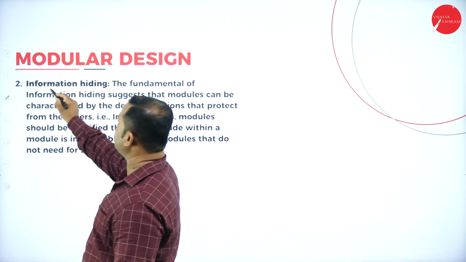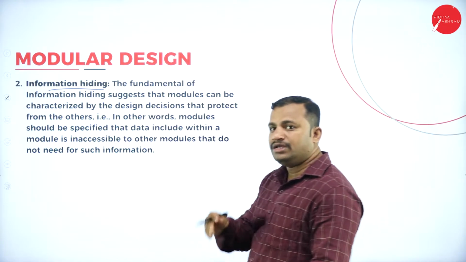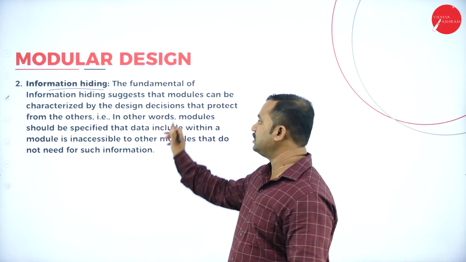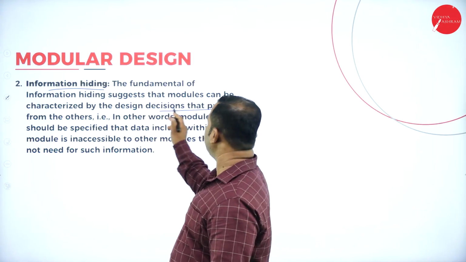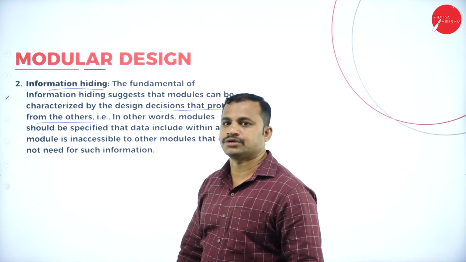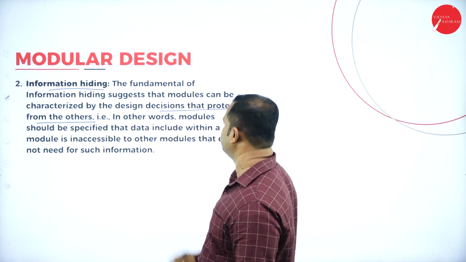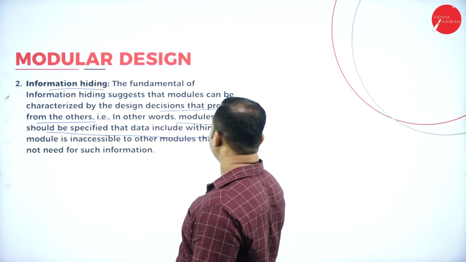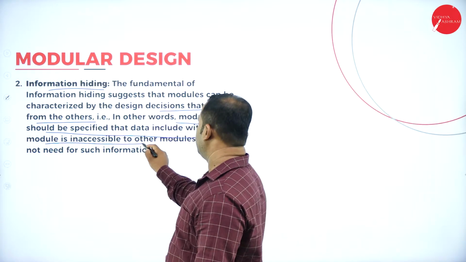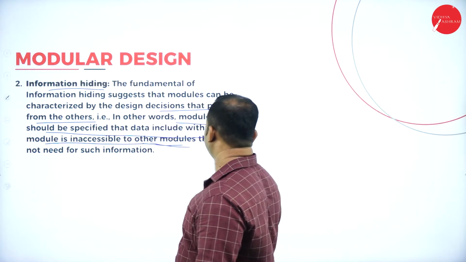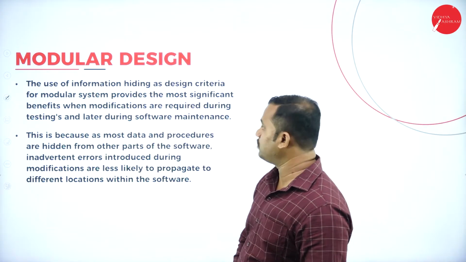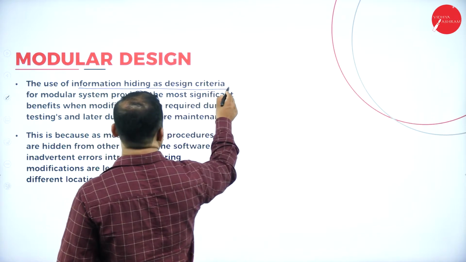Now, information hiding is the next important thing, wherein you will learn that only the relevant information is given to the user. All other irrelevant information is hidden from the user. That means the design decisions are protected from others, and other irrelevant information is not at all given to the user. Only the relevant information is given to the user. Modules should be specified so that the data included within a module is inaccessible. That means providing security to the data, to other modules that do not need such information. Modular design also supports information hiding as a design criterion.